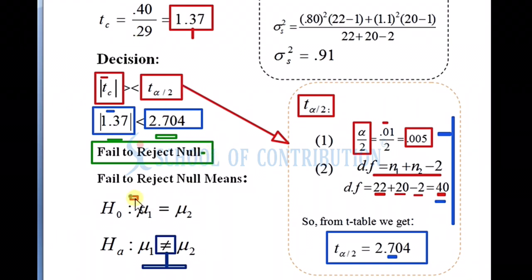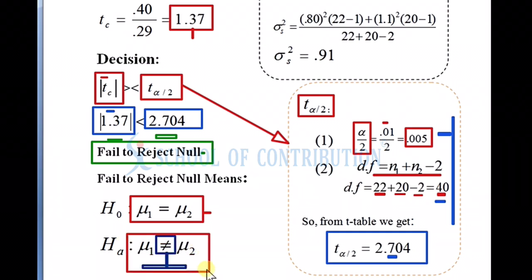Fail to reject null hypothesis means we fail to reject the null. In another sense, we are rejecting the alternative hypothesis. So our decision is we fail to reject the null hypothesis because our calculated value of t is less than the total critical value of t.